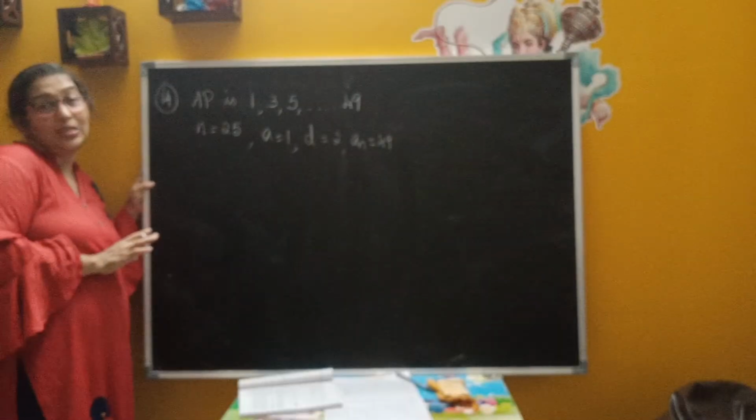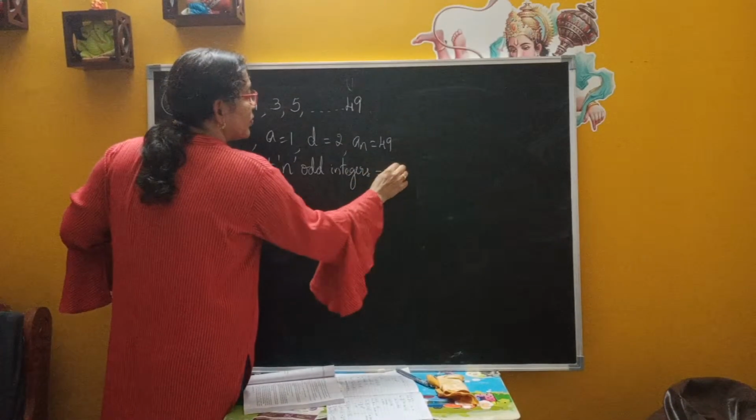Very simple one. Which is the formula? It is nothing but the first 25 odd numbers, isn't it? 1 to 49 means it is the sum of the first 25 odd numbers. So what is the formula? The sum of the first n odd integers. What is the formula? It is n square.